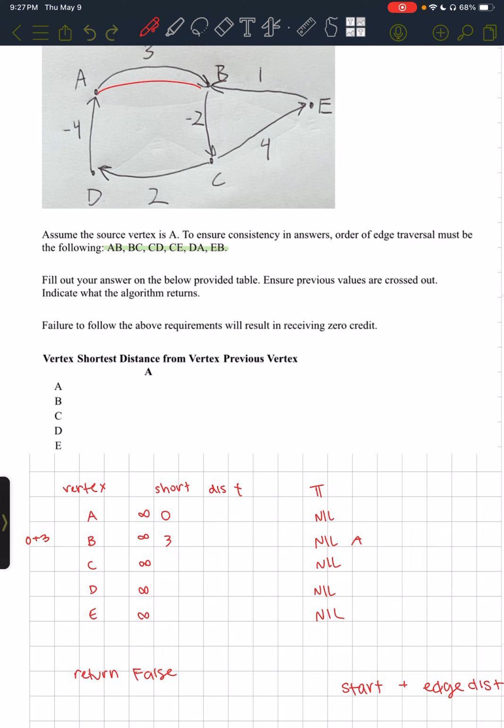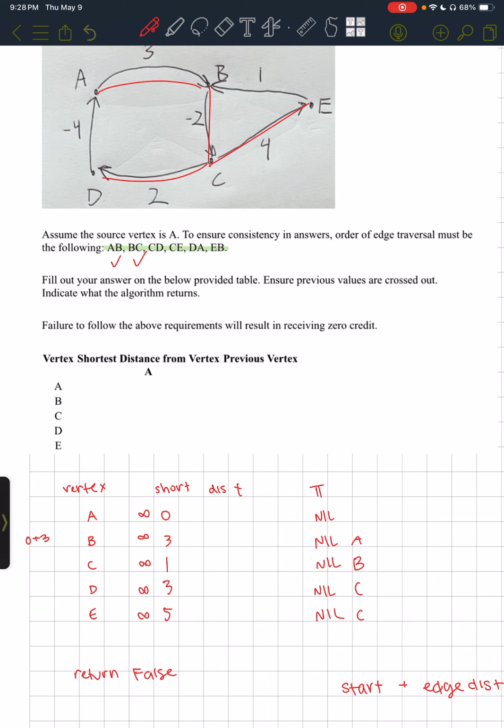The next thing is B to C, which is -2. So it's 3 plus -2, which is 1. And then the next one is C to D. C to D is 2, so 1 plus 2 is 3. And then C to E is 4, so 1 plus 4 is 5.